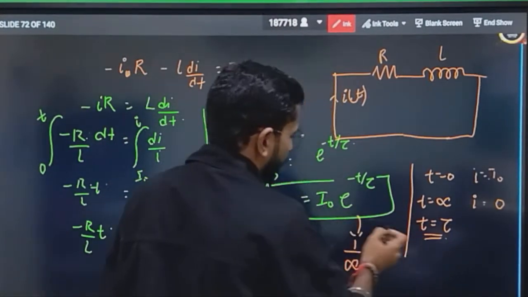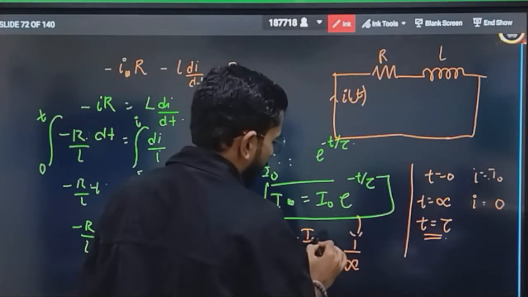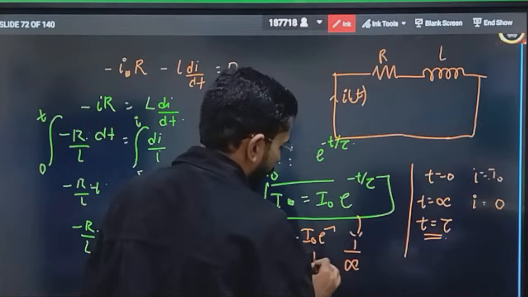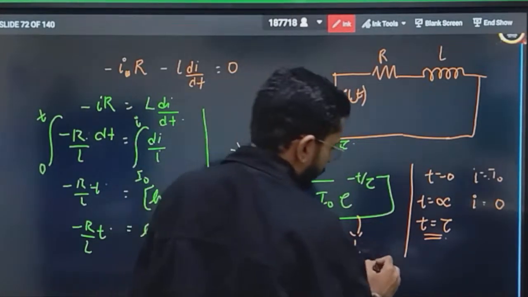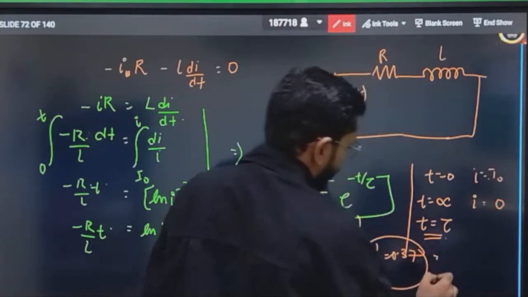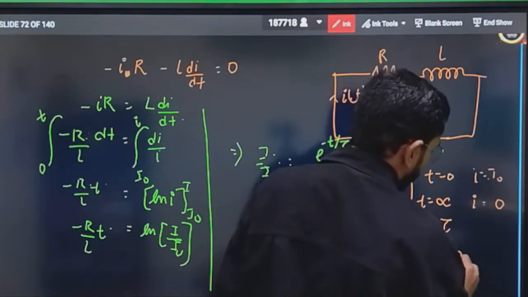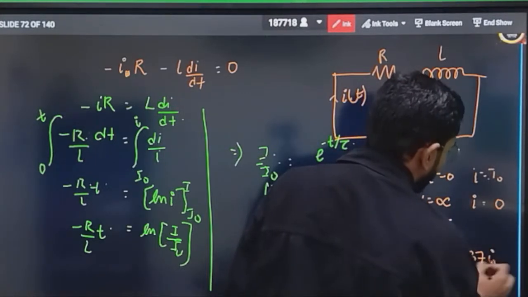So satisfy t equals tau. Substituting t equals tau is going to give you what? I naught into e power minus 1, which can also be written as I naught by e. And 1 by e, the result that you have to remember, is equal to 0.37. That means in one time constant the current in the circuit is equal to 0.37 of I naught.